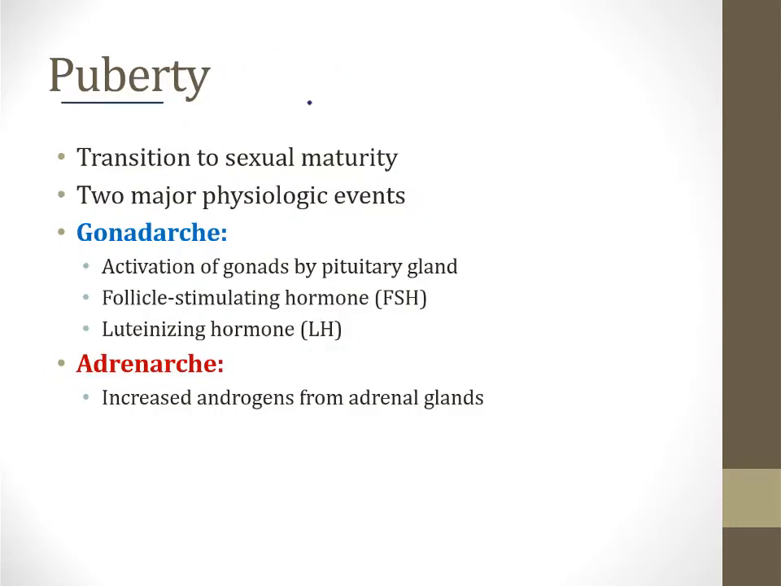Moving on, let's talk about puberty. Puberty is the transition to sexual maturity, and it occurs in children as they go through two major physiologic events. The first one is called gonadarche. This is activation of the gonads by the pituitary gland. The gonads are stimulated by FSH and luteinizing hormone and become active.